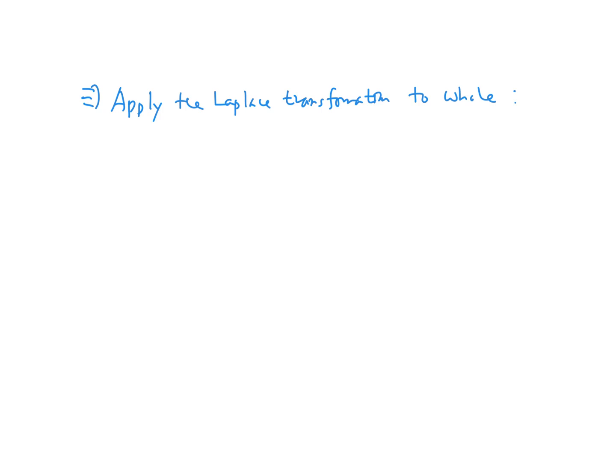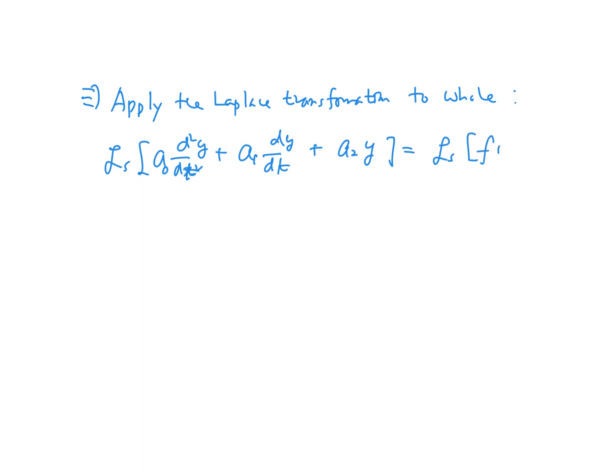That means the Laplace transformation of a0 d²y/dt² + a1 dy/dt + a2 y is f(t), right? And we are going to use t for the Laplace transformation because in the electric circuit system, the derivative is taken with respect to time. So t is the natural choice for the independent variable. So this is a linear equation.